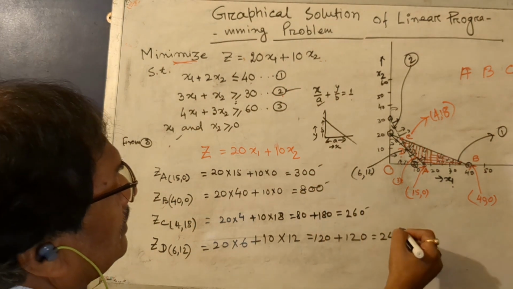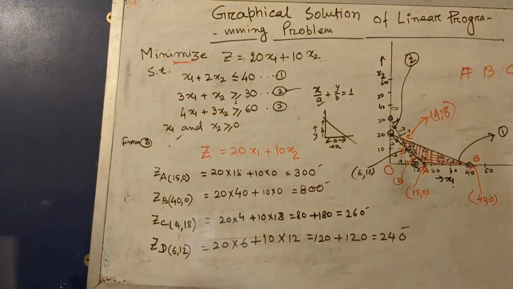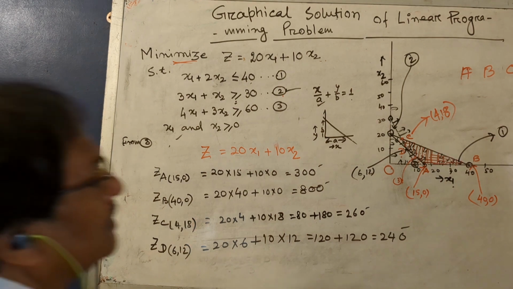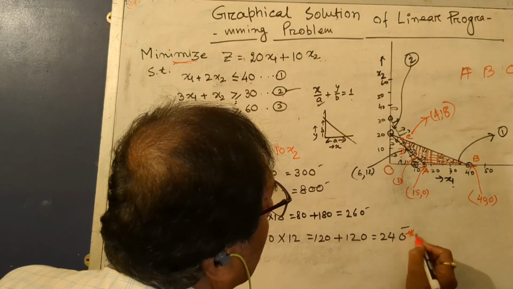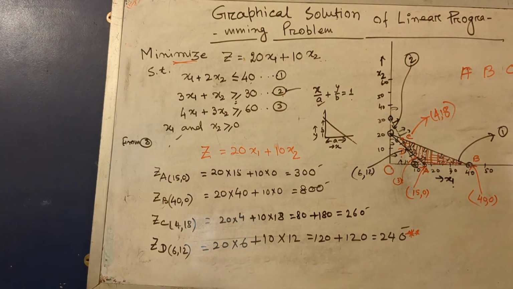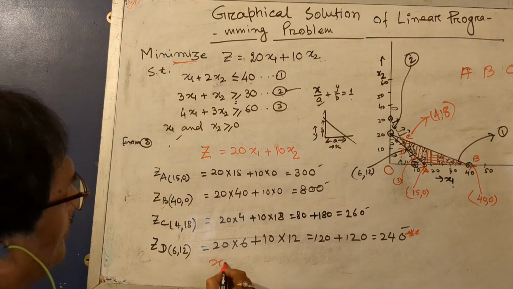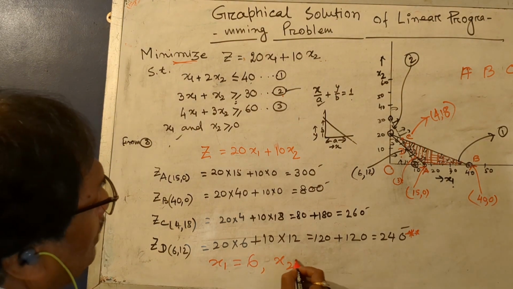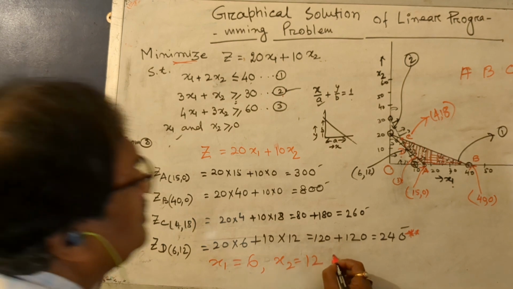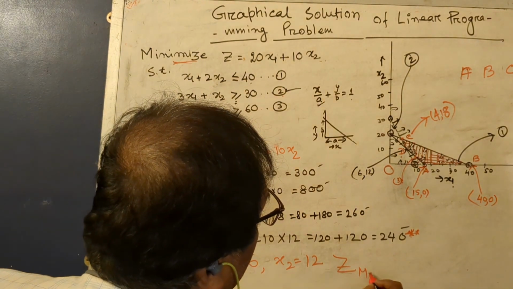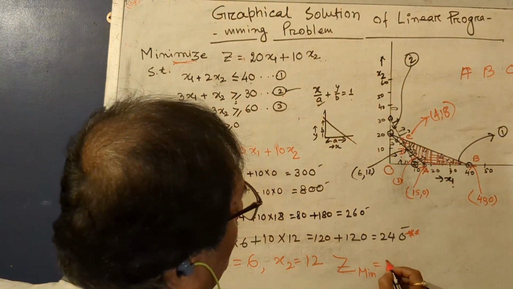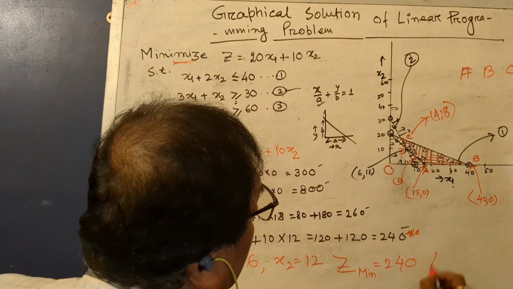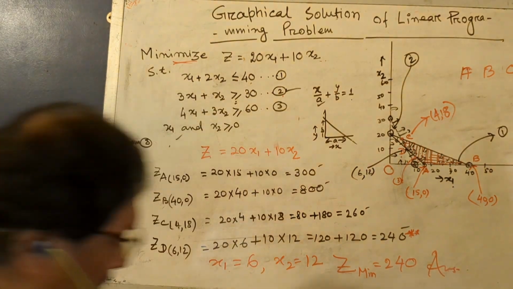Out of all these, the minimum value is this. That means your answer will be: the value of x1 will be 6 and x2 will be 12, and the minimum value Z minimum is equal to 240. That will be the answer.